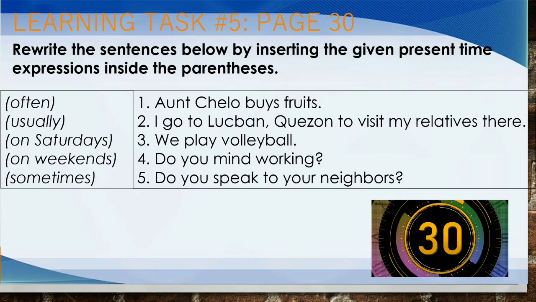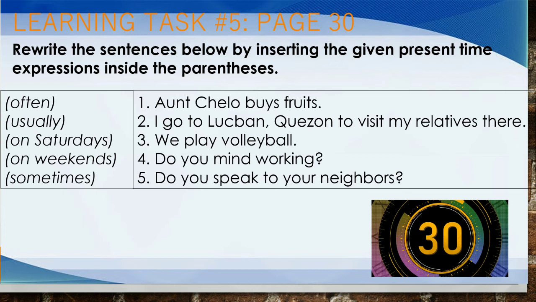Okay, for learning task number 5, page 30, instructions state that we are going to rewrite the sentences below by inserting the given present time expressions inside the parentheses. Number 1, the time expression in the parentheses is often, and the sentence is Angelo buys fruits. So, you are going to rewrite it and insert the time expression often. Where in that sentence will we place it?